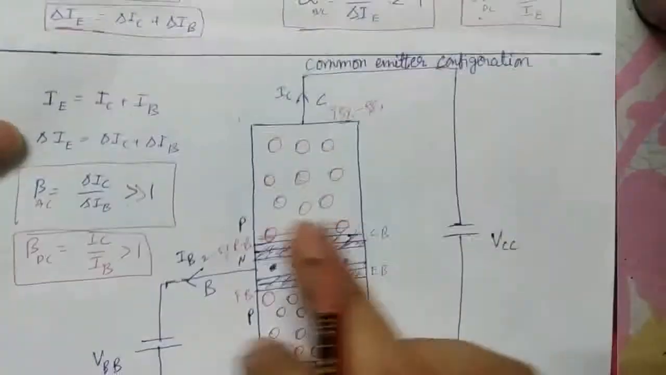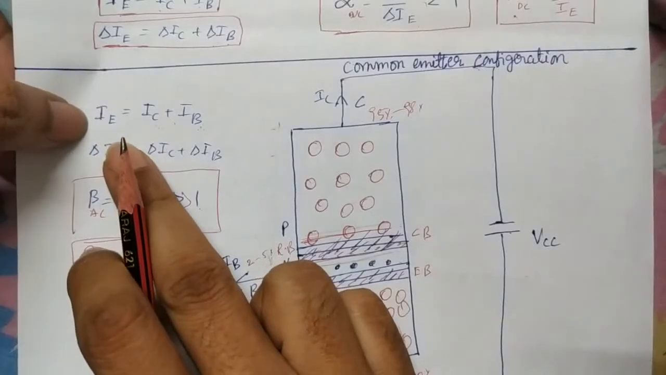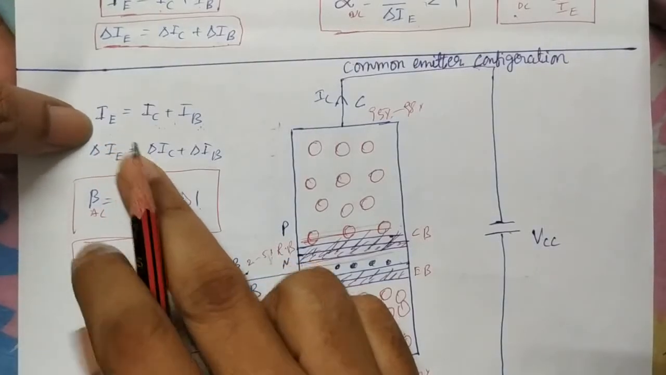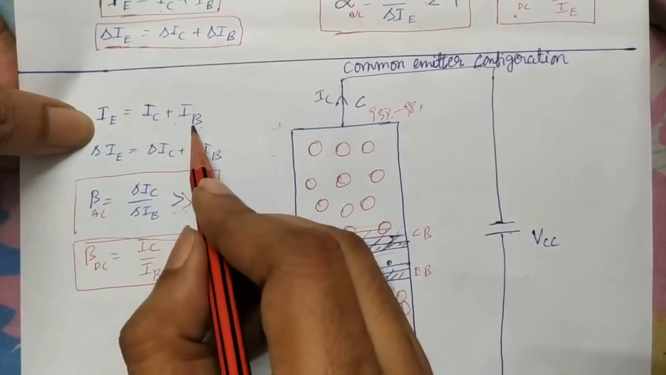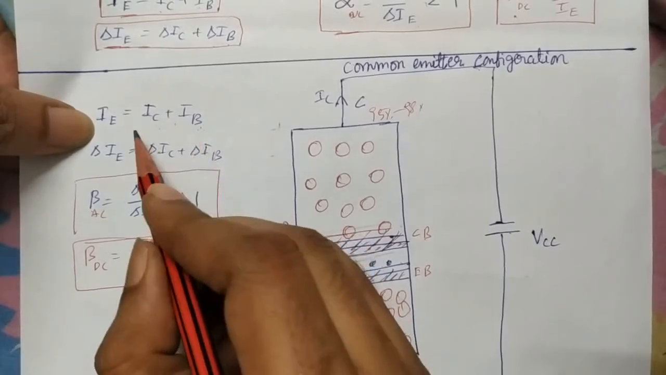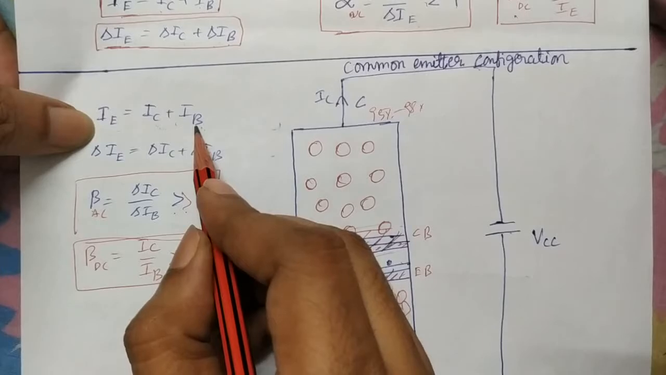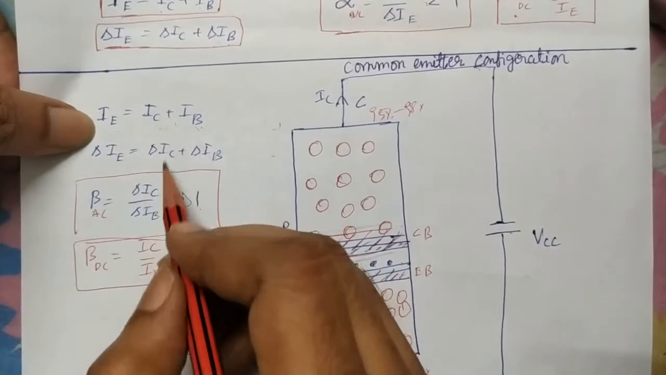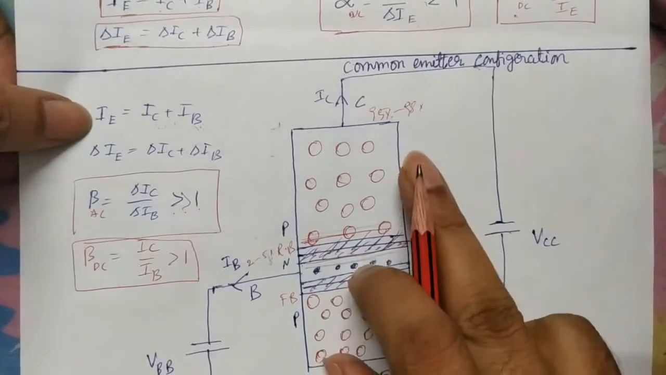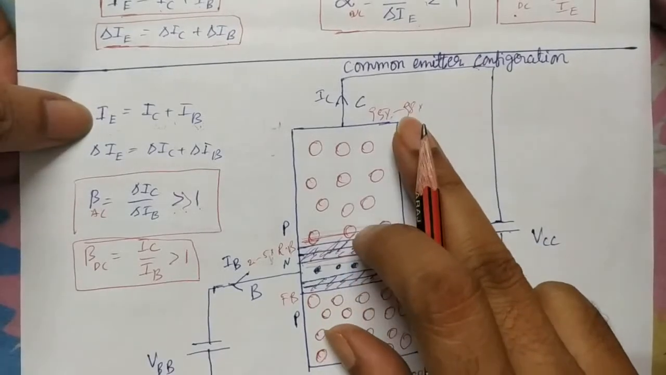if base current is 0, then collector current IC should also be 0. Why? Because any emitter current, whether a small amount or a huge amount, must be divided into two parts, that is IC and IB. Of course, IB is very small, but even then some small current should flow here. That means if IB is 0, then IE and IC must also be 0. So IC is also 0 here.